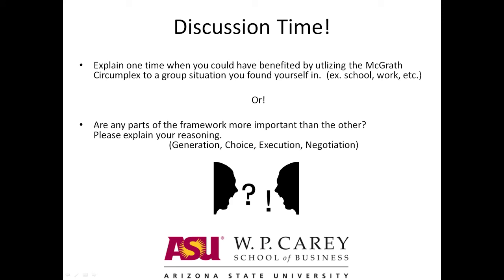So, discussion time. We have 2 questions for you today. Pick one or the other, whichever you choose. First, explain one time when you could have benefited by utilizing the McGrath circumplex in a group situation you find yourself in, for example at school or work, anything you could think of. Or you could answer, are any parts of the framework more important than the others? And please explain your reasoning. This is between the 4 choices: generation, choice, execution, and negotiation.